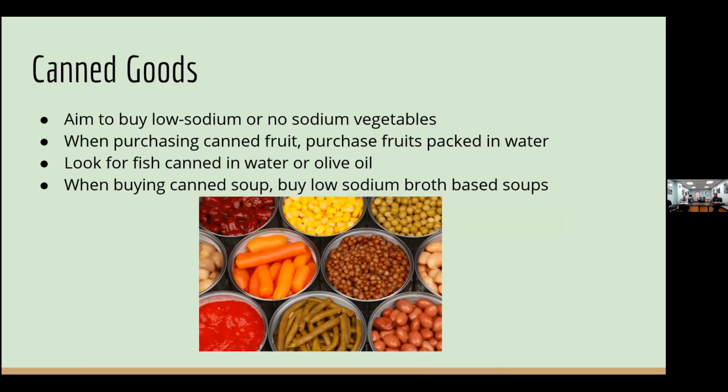We need to look out to make sure that these products are low sodium though, because a lot of the times when they process things, they add a lot of sodium and preservatives. So we want to make sure that the can that you're purchasing is low sodium. Great things to purchase is canned fruit, but we want to make sure that it's not in syrup, that it's in water. And also fish is the same idea. We want to make sure that it's packed with water or olive oil, and always low sodium is the best option.